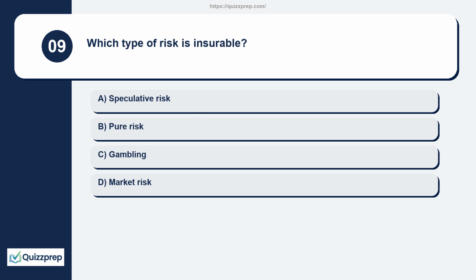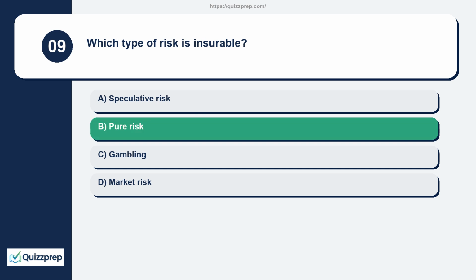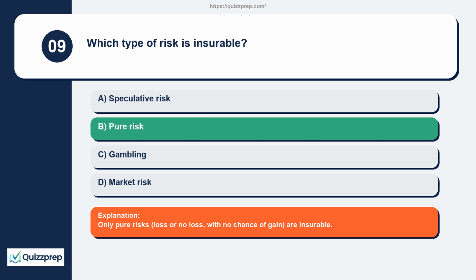Question 9. Which type of risk is insurable? Speculative risk, pure risk, gambling, market risk. Only pure risks, loss or no loss, with no chance of gain, are insurable.